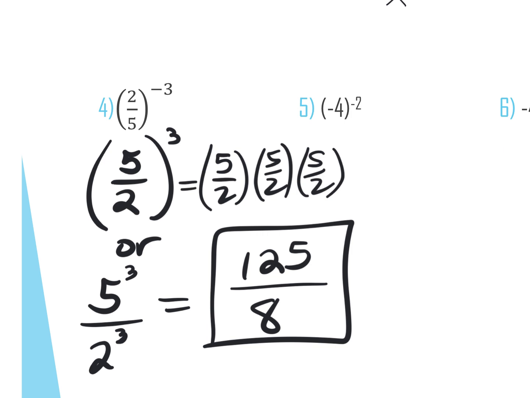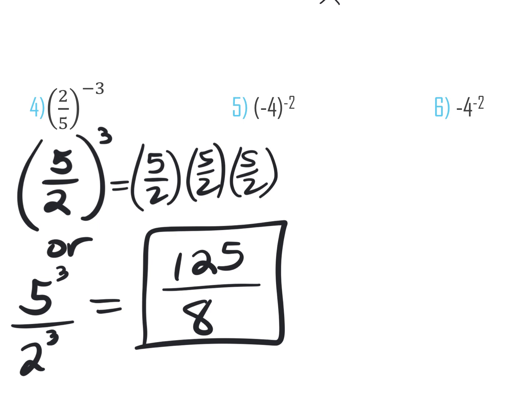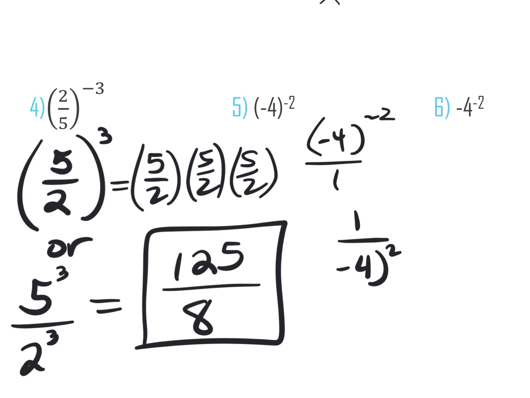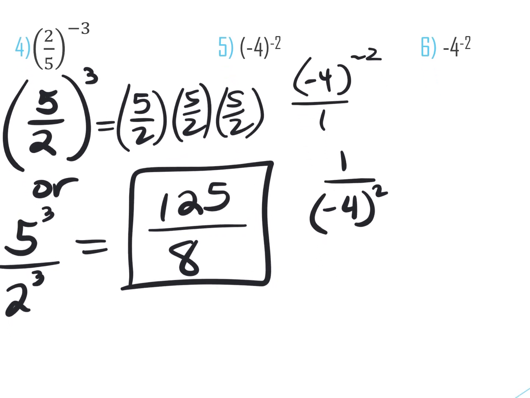The next one, notice that -4, the whole thing is in a parentheses. So I'm going to take that whole thing and move it. If you want to think again of this as being underneath a 1, flip it, make the power positive, and then -4 times -4 is positive 16, and it's 1/16.